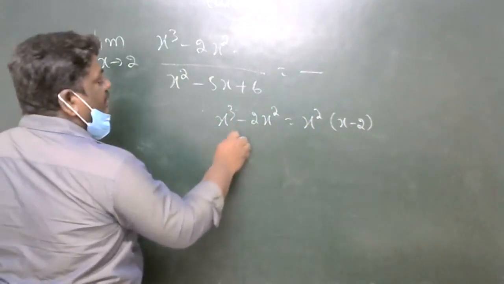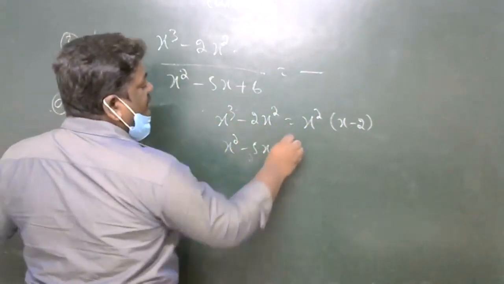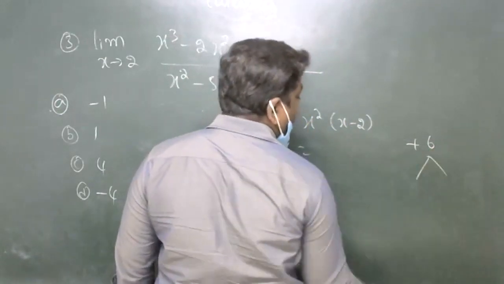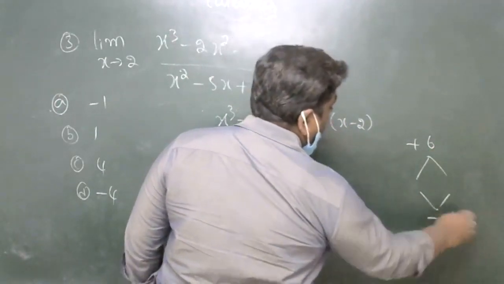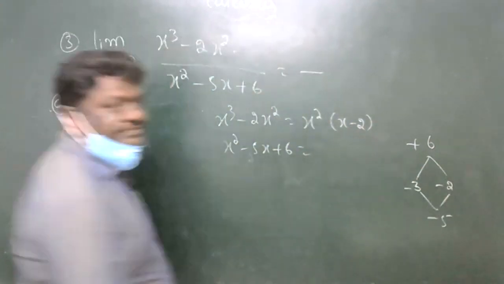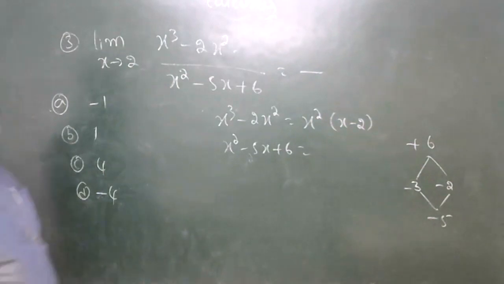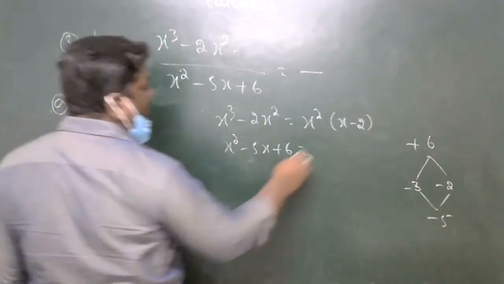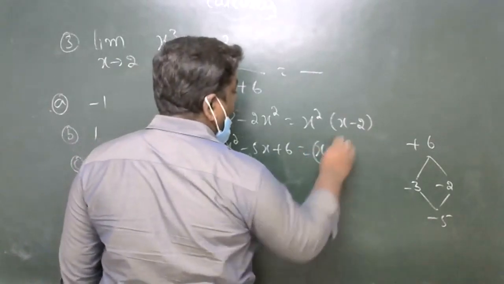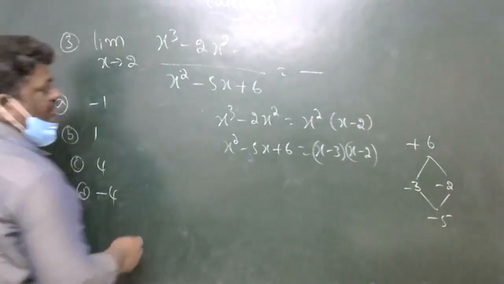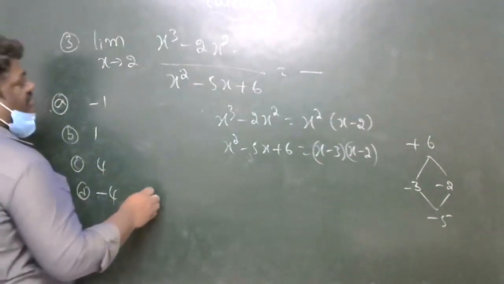Now x square minus 5x plus 6. You have to find factors for plus 6. If you multiply, you should get plus 6. If you add, you should get minus 5. Those are minus 3 and minus 2. If the coefficient of x square is not there, you can directly write x minus 3 into x minus 2. So now you know that x minus 2 you can cancel.